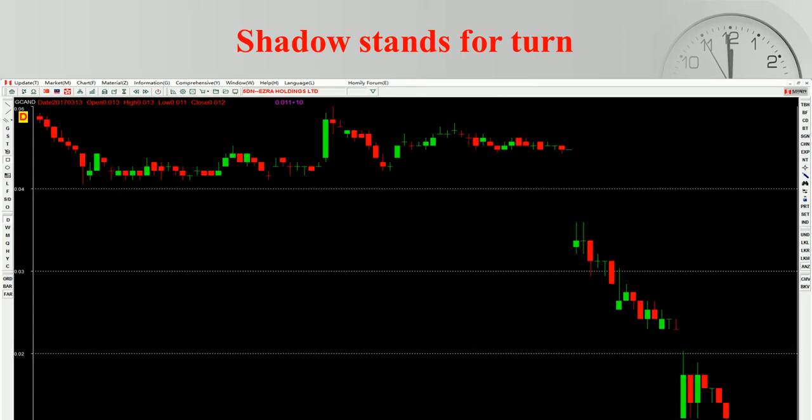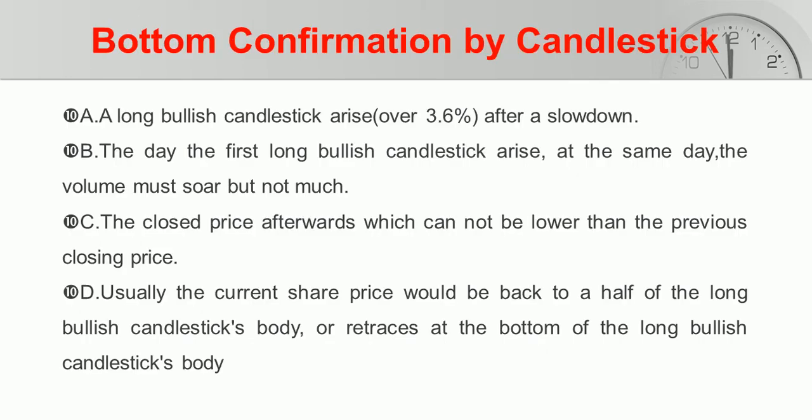So let's see, this one is also the same. Okay, so we can see here, this is the long downward shadow. What's that meaning? The support is strong. Okay, so let's continue. Bottom confirmation by candlestick. How to use candlestick to judge? This is the bottom area.